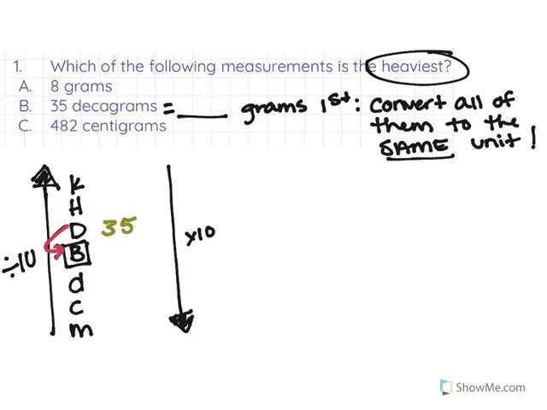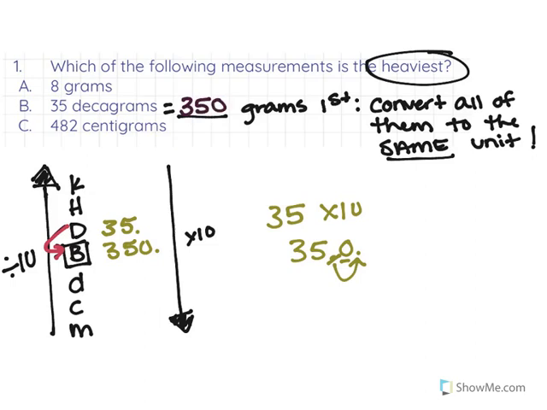And if I'm taking 35 and I am multiplying it by 10, I know the decimal point in 35 is going to shift one time to the right. So I now have this empty place value that we have to fill in with a 0, and we now have 350 grams. So 35 decagrams is equivalent to 350 grams.